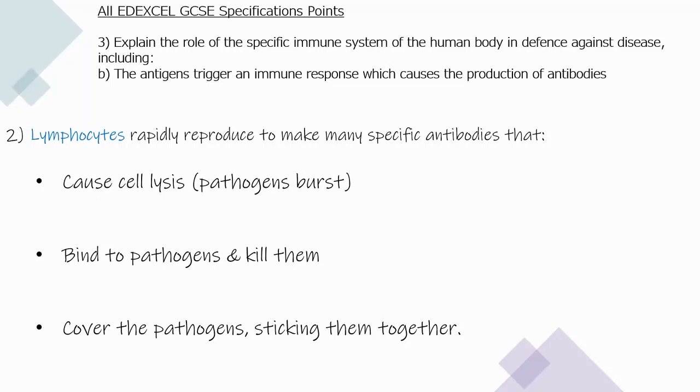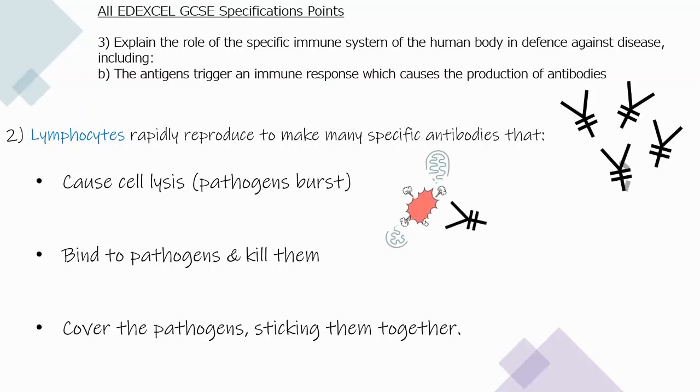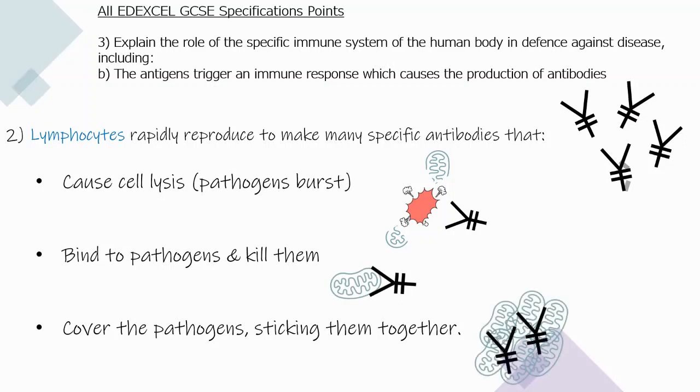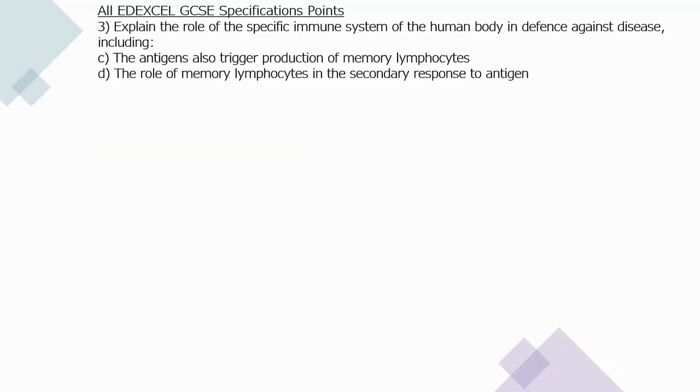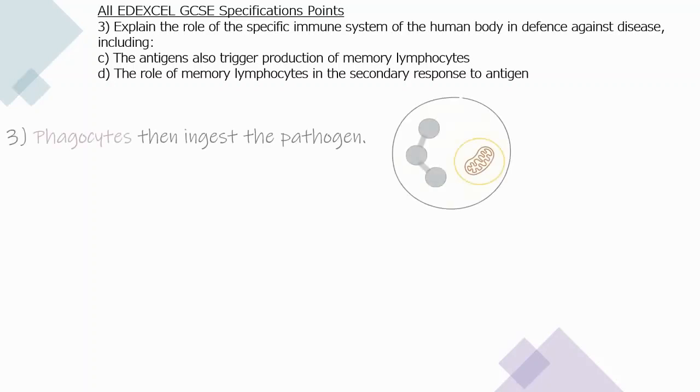So the first is causing cell lysis, so this is causing the pathogens to burst. The second is binding to pathogens and killing them, and the third is covering the pathogens and sticking them together in order to destroy them. So once the lymphocytes have produced antibodies and the antibodies have performed their role, phagocytes then ingest the pathogen.